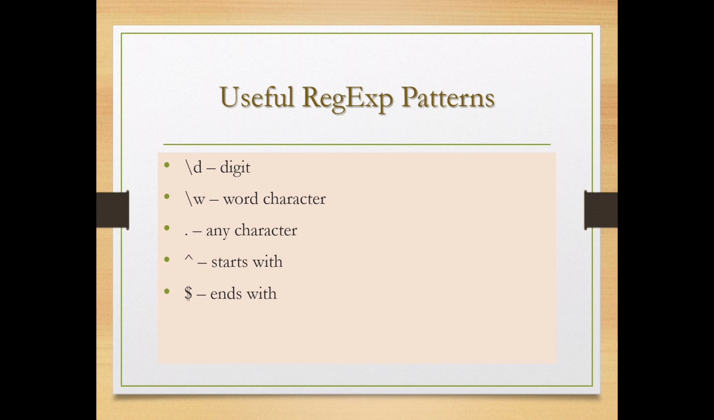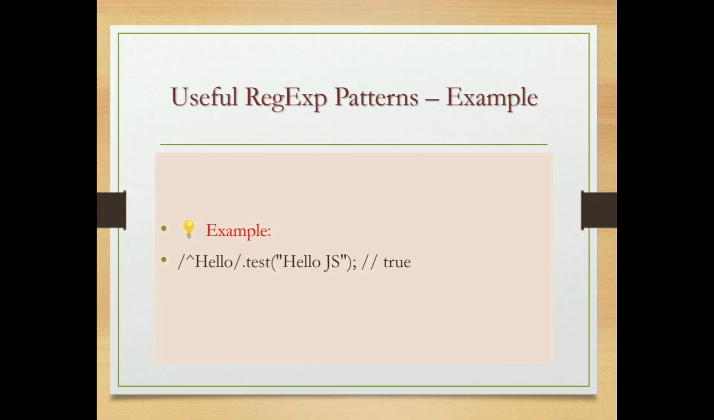Next we will see one simple example for this. Here I am taking one simple example for pattern. Here I am taking slash caret hello, next I am closing slash. Using dot test, it can check whether it is in or not, means it will check whether hello is in the message or not. Inside test I am taking hello JS, means there is a hello, so it displays true because there is a hello inside test. Then we will see its execution part.